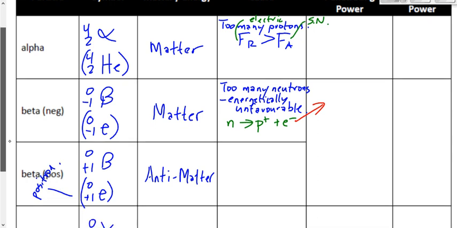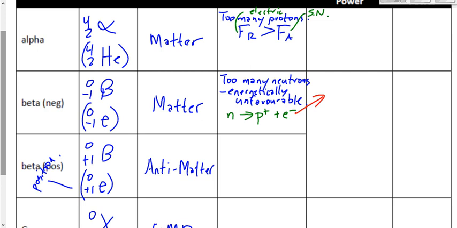Now, what happens with beta-positive decay? Well, beta-positive decay, you have, once again, too many protons. But it's a different kind of proton issue here. It's not the number of protons causing too much repulsive force. In this case, we're typically talking about small nuclei, or any size nuclei here, small or big. In this case, we have too many protons, and it leaves it energetically unstable or unfavorable.